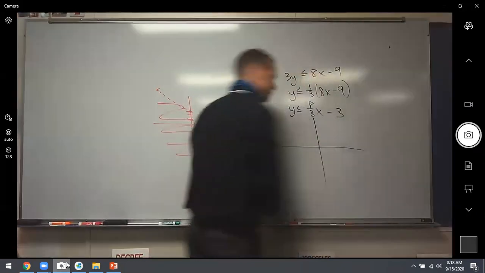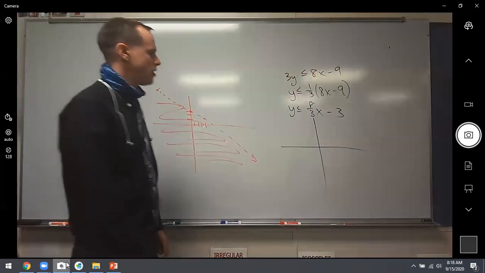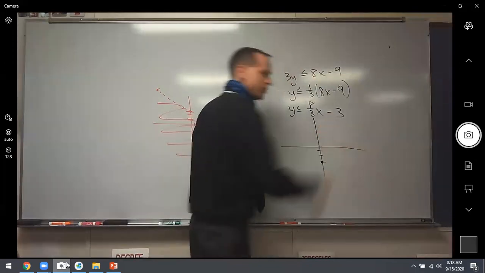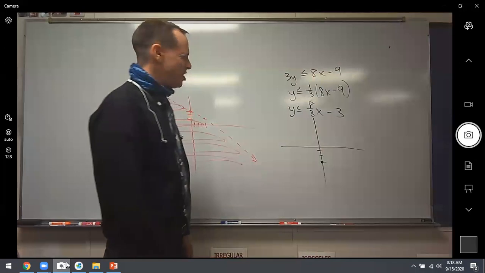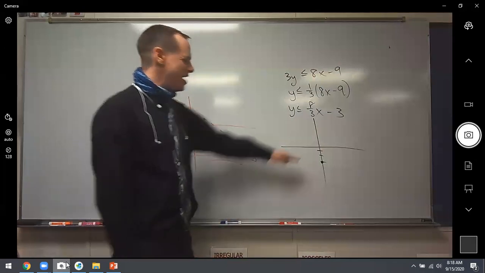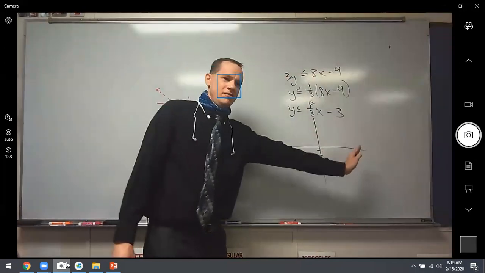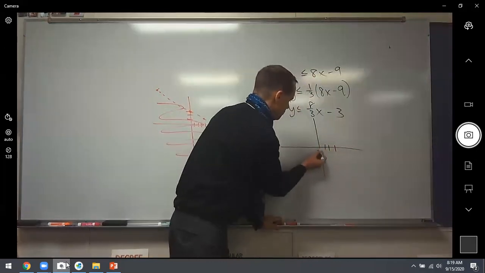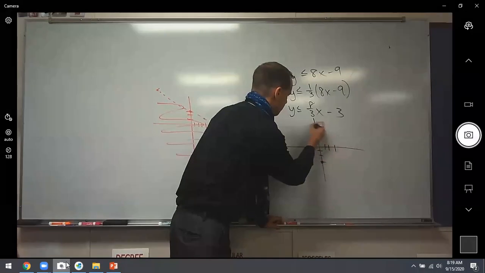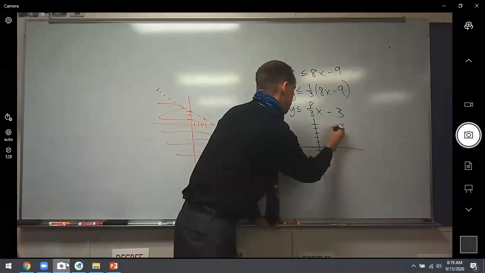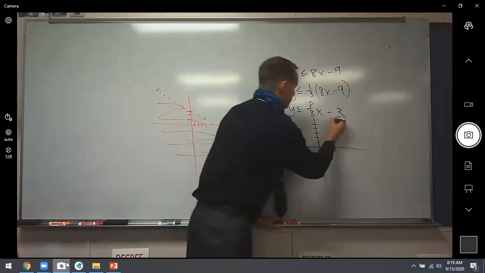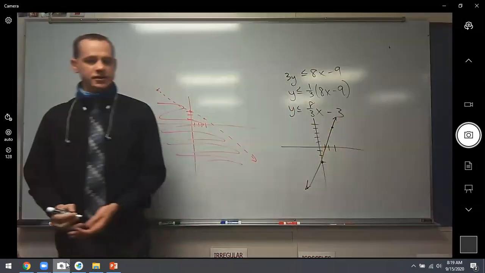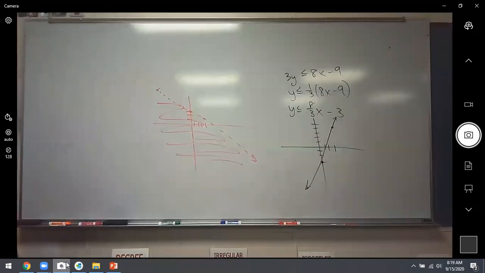I can draw a graph now based on this. Y-intercept's -3. 1, 2, 3. Going to cross down here. Slope is 8/3, so I should go up 8 every time I go over 3. So if I went over 3, I should go up 8. 1, 2, 3, 4, 5, 6, 7, 8. So right there-ish. And like you guys said, it is going to be a solid line, so it should look like this.